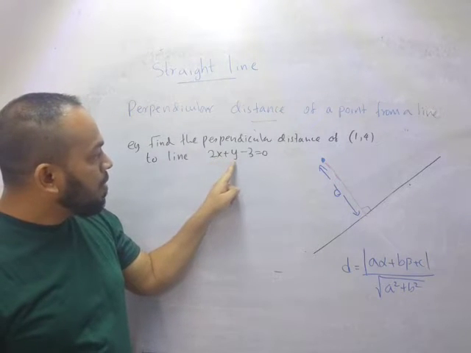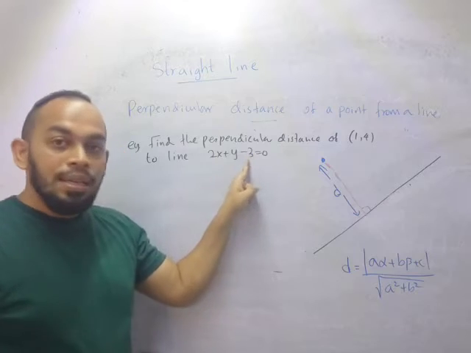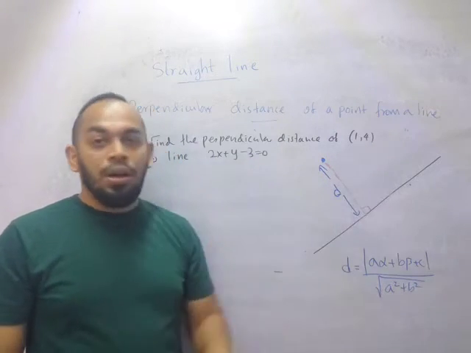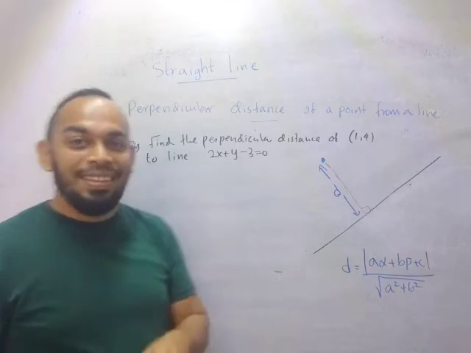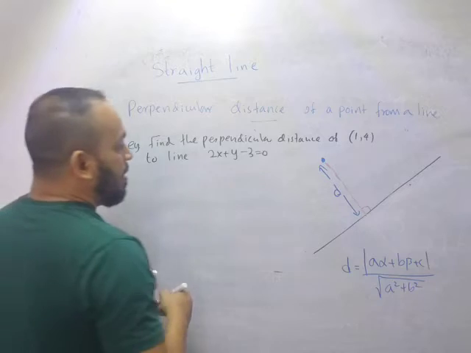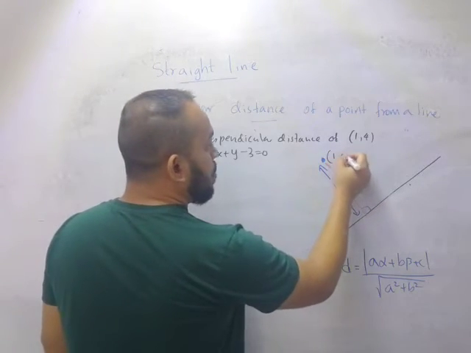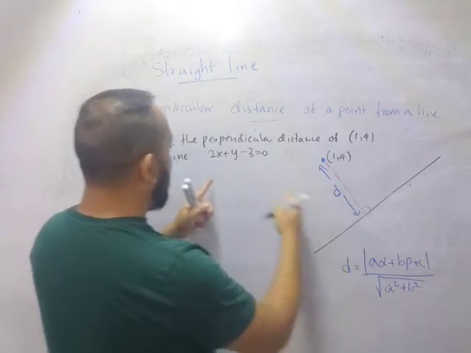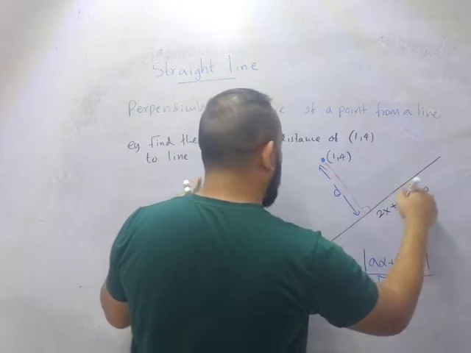2 times 1, that is 2. 2 plus 4 is 6. 6 minus 3 is 3. So 3 is not equal to 0. Therefore, this point is not on the line. So you have to make sure of that first. If it is on the line, the distance is 0. Right. So all you have to do is just do a sketch. Make a full sketch, and the line should be 2x plus y minus 3 equals 0.